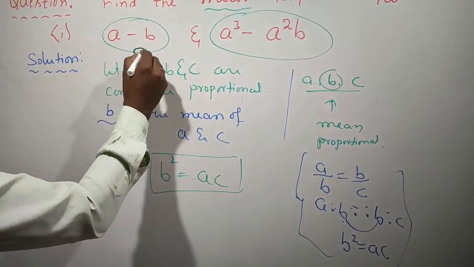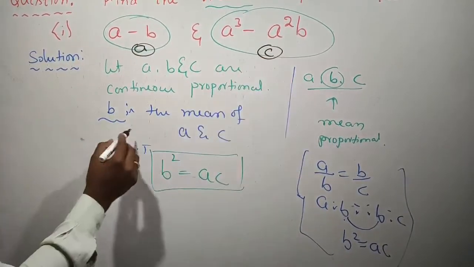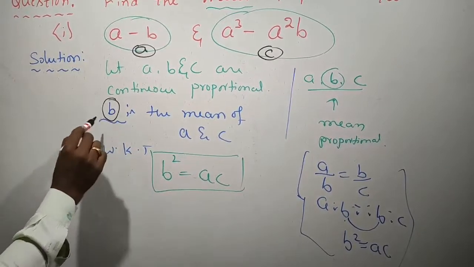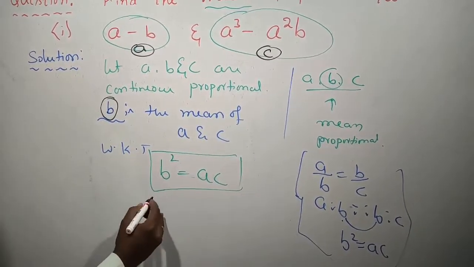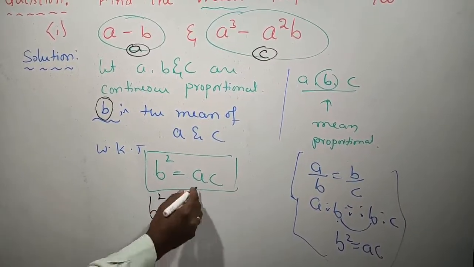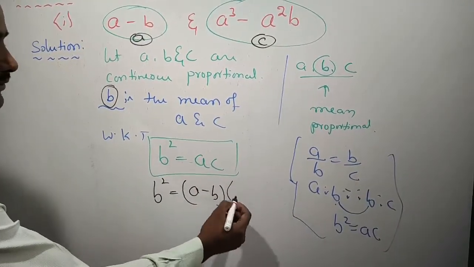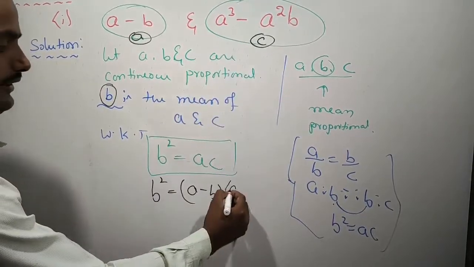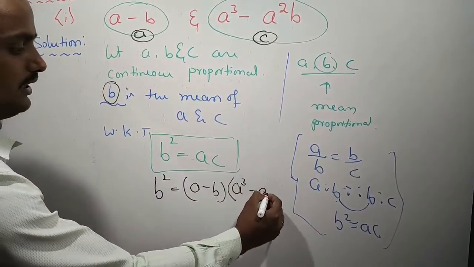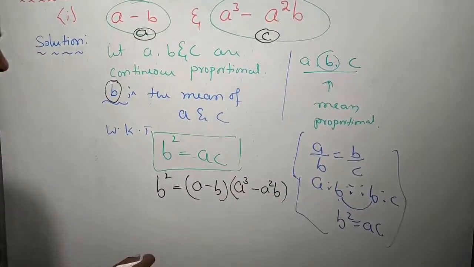This is A term, this is C term. We are finding the mean. B is the mean, children. B square is equal to A value, which is A minus B. Then the C value, what is the C value? A cube minus A square into B will come, children.